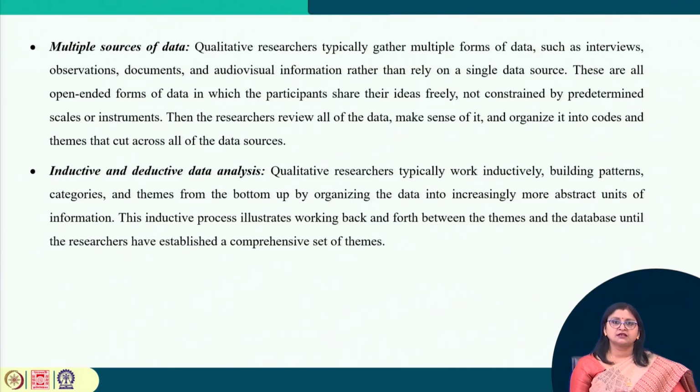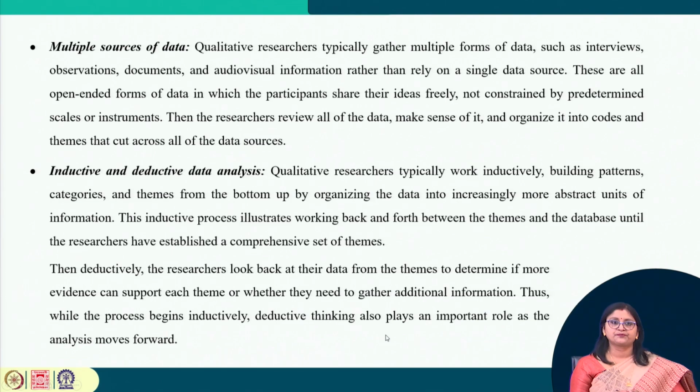Qualitative researchers typically work inductively. So, the basic nature is inductive, building patterns, categories and themes from the bottom up, organizing data into increasingly more abstract units of information. So, this inductive process involves working back and forth between the themes and the database until the researcher has established a comprehensive set of themes.